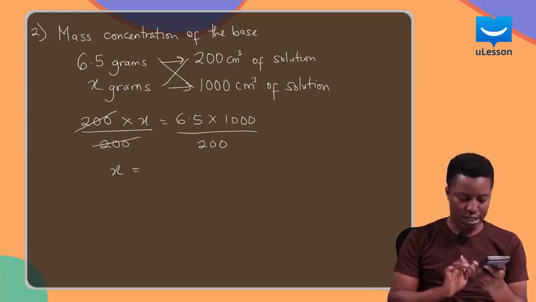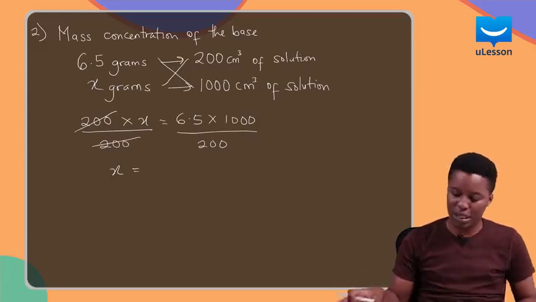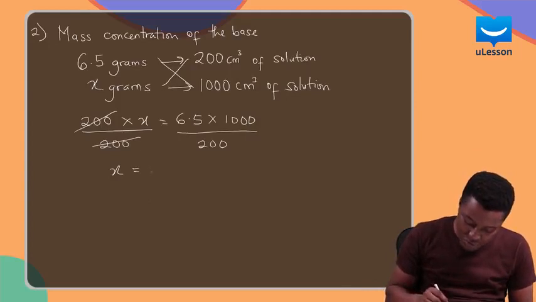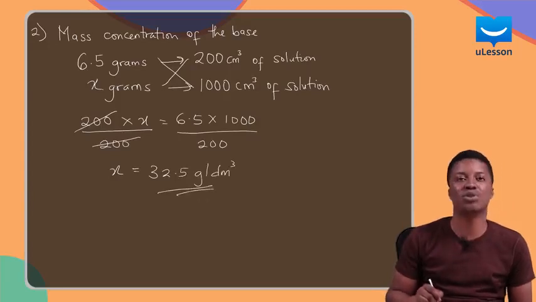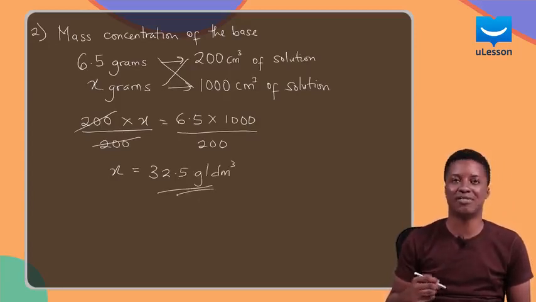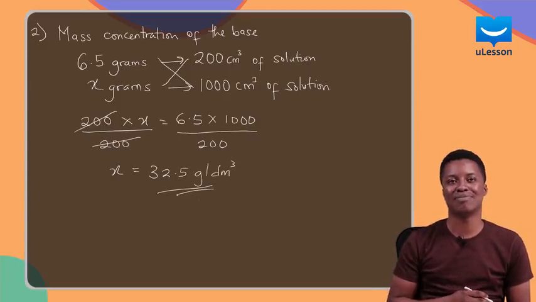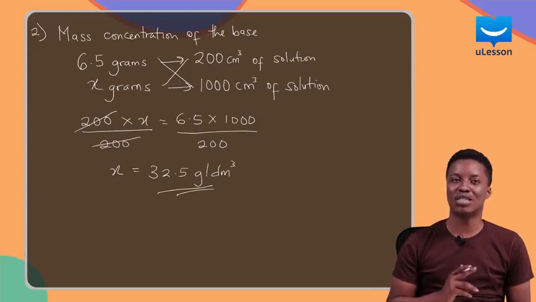And this gives us the value of x to be, let's do that very quickly, divided by 200, 32.5 grams per dm cubed. So we have the mass concentration of the base to be 32.5 grams per dm cubed. And that's all for this lesson. In another lesson, we'll solve 2 more questions to better understand this. See you soon.